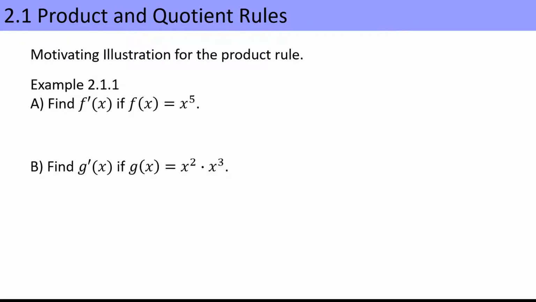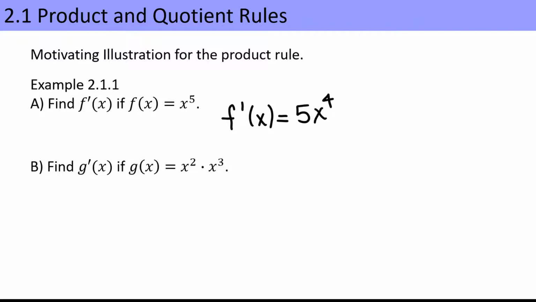Let's consider a motivating illustration for the product rule. Example 2.1.1. A. Find the derivative of f if f of x equals x to the fifth. Let's use our power rule for differentiation, and we know that would be f prime of x equals 5 times x to the fourth.